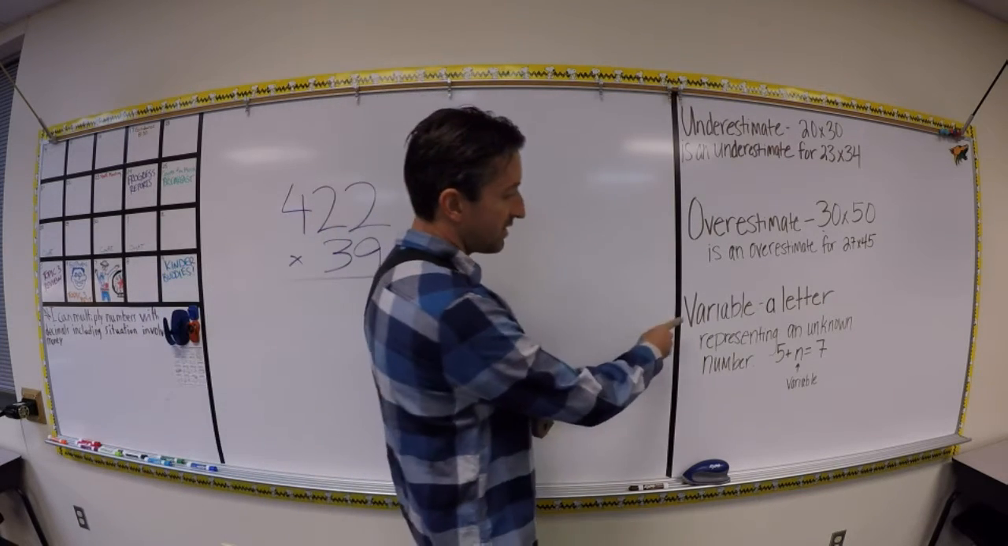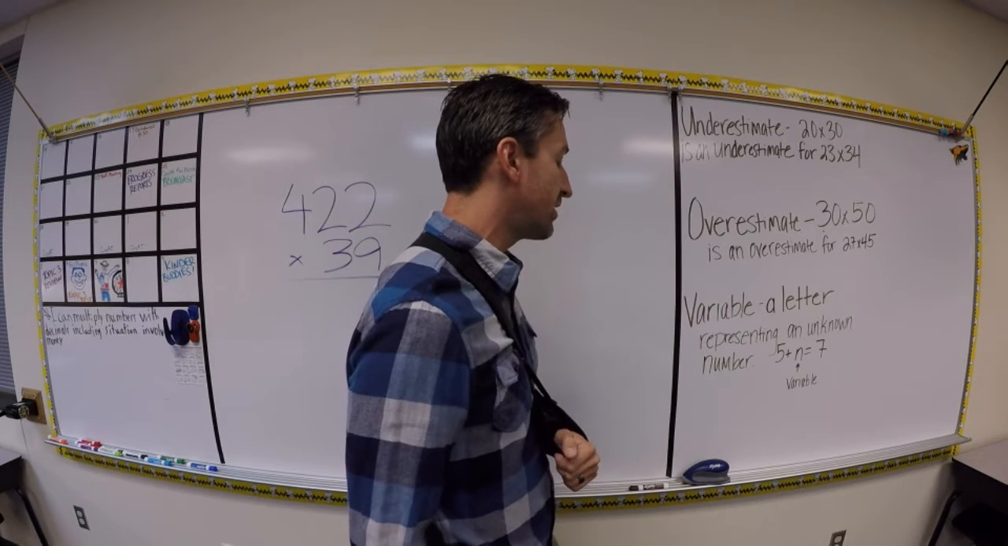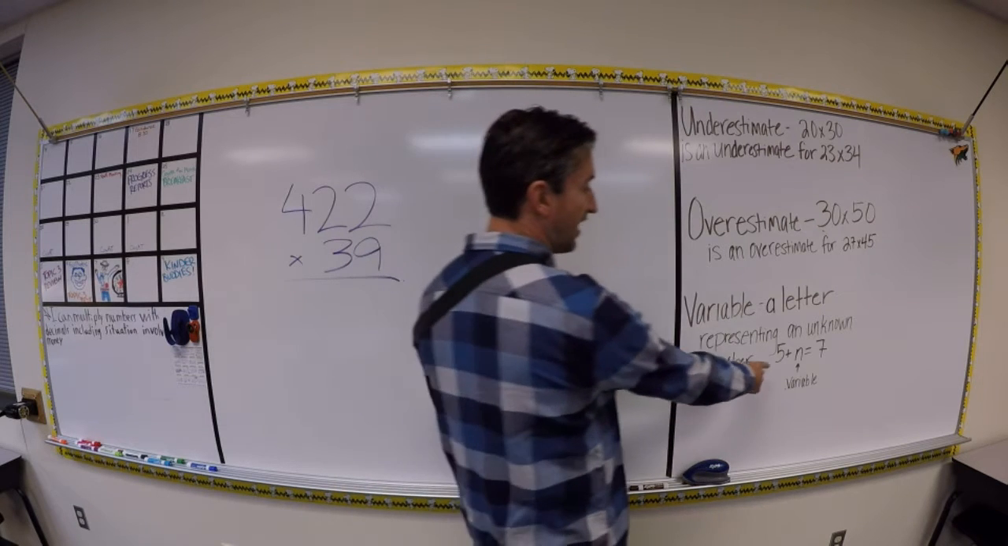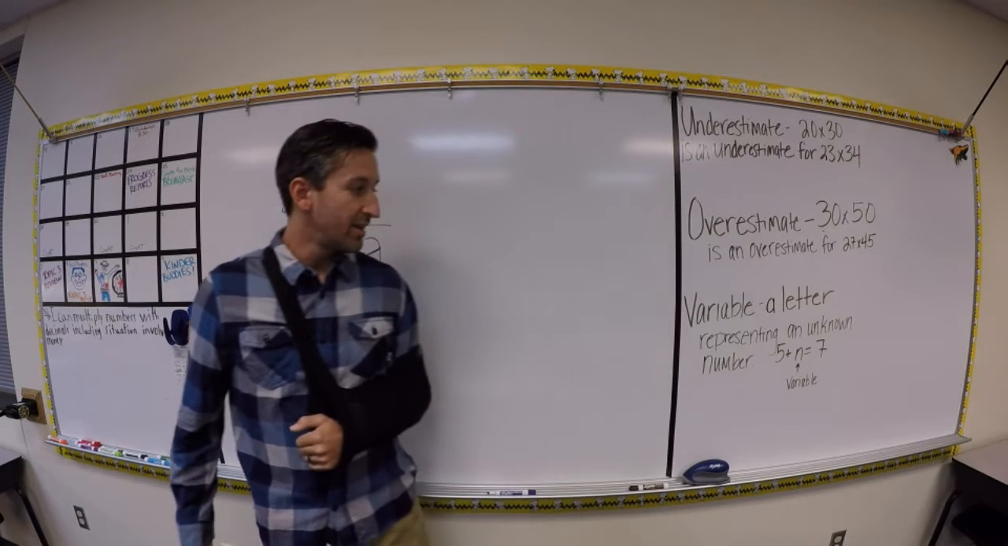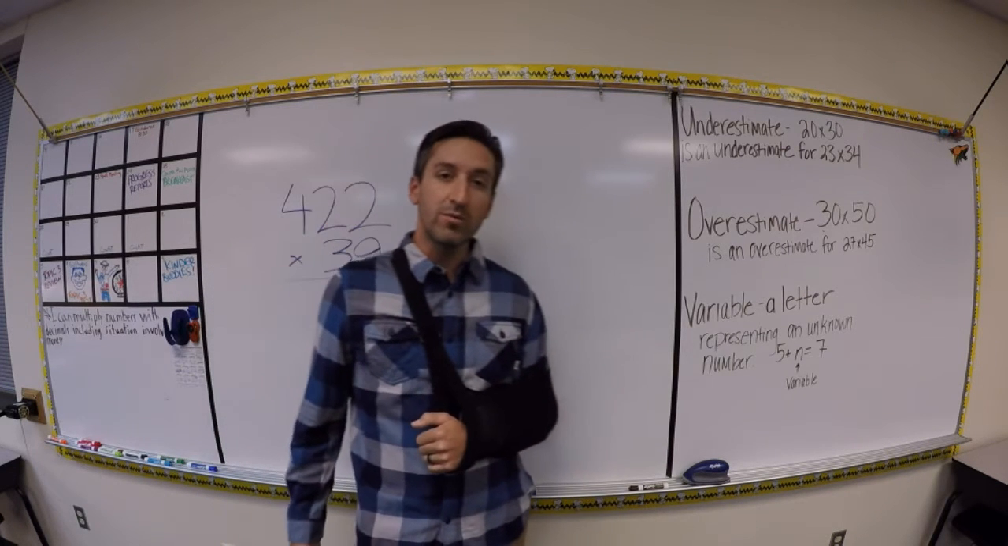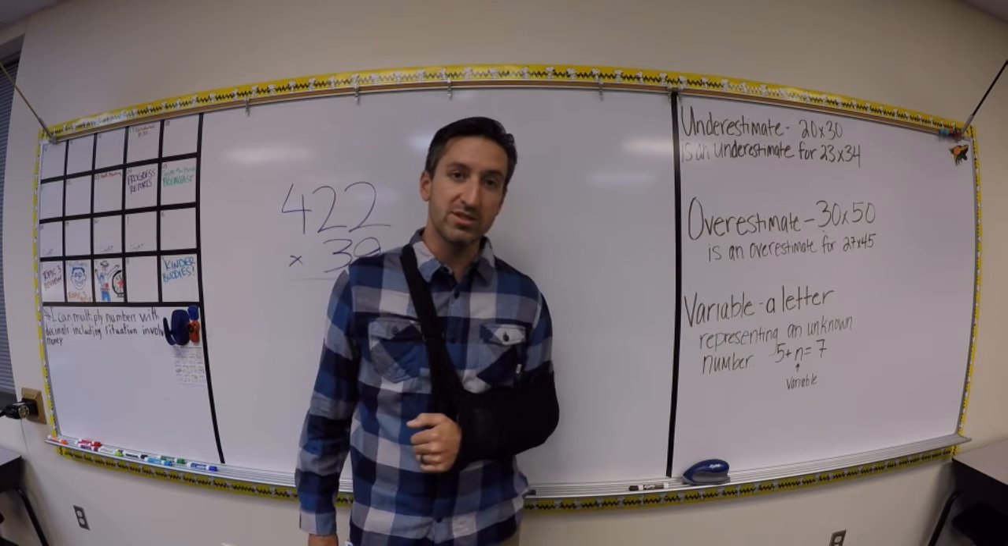And a variable is a letter representing an unknown number. So for instance, 5 plus n equals 7. n would be the variable. In that case, n would be 2 because 5 plus 2 equals 7.